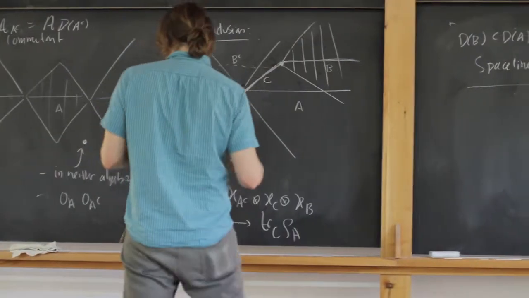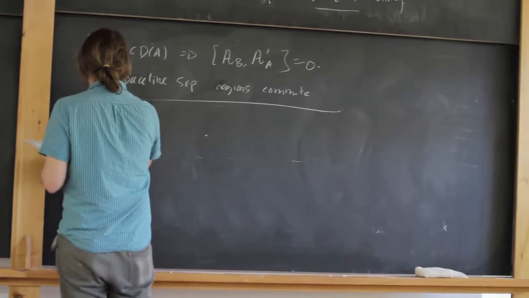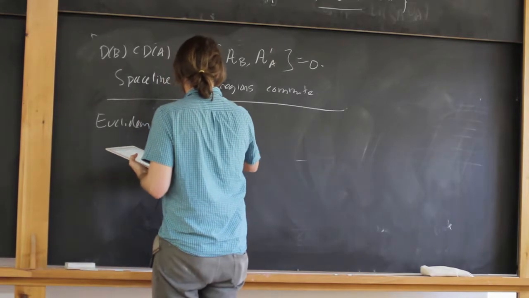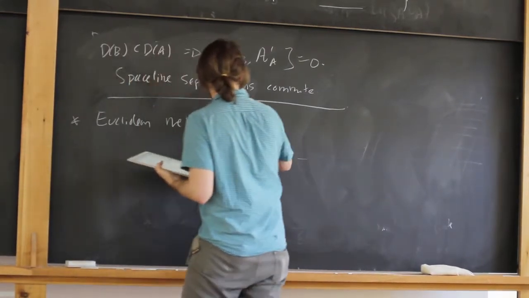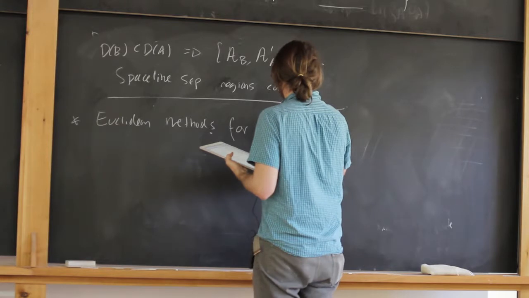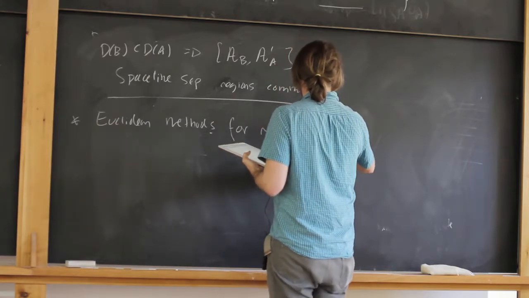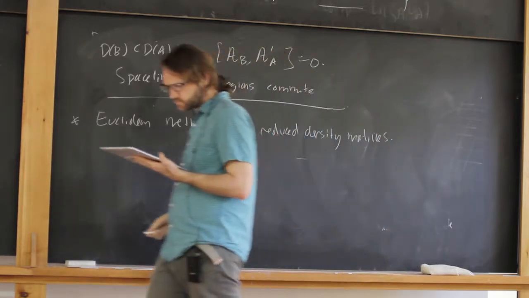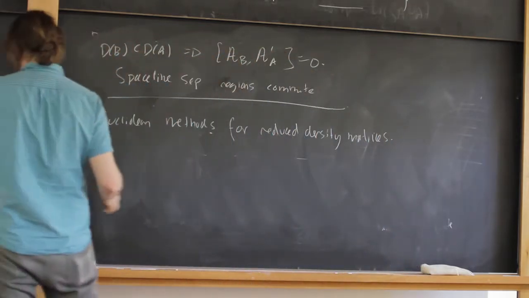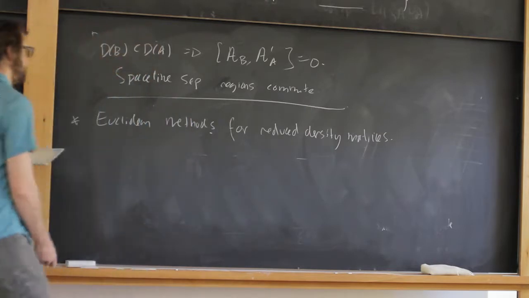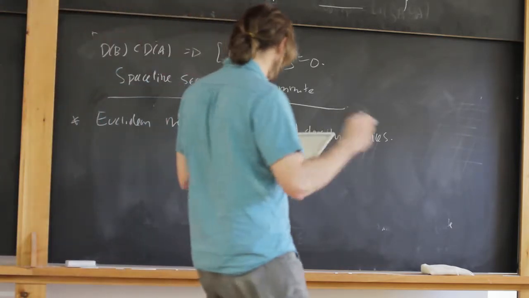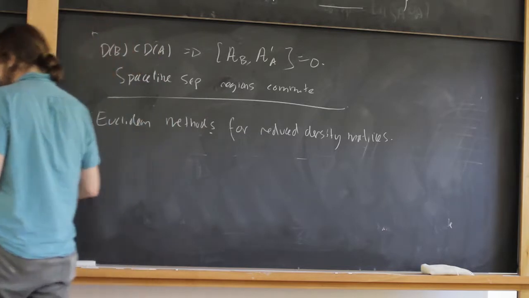So let's talk about a Euclidean description. Let me make it a heading: Euclidean methods for reduced density matrices. So how do we generate the vacuum state? Let's just think about the vacuum state for now. We were interested in properties of the vacuum state, its correlations and so forth. So how do we generate the vacuum state via a Euclidean path integral?